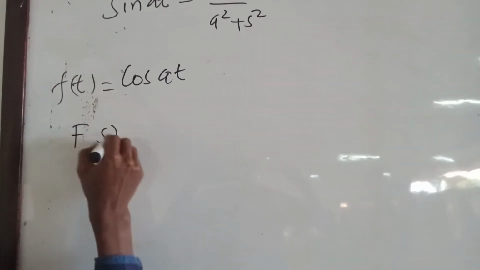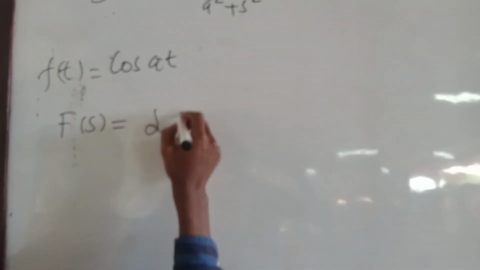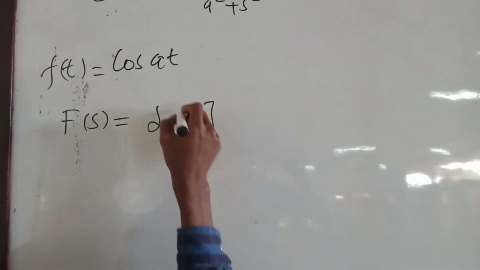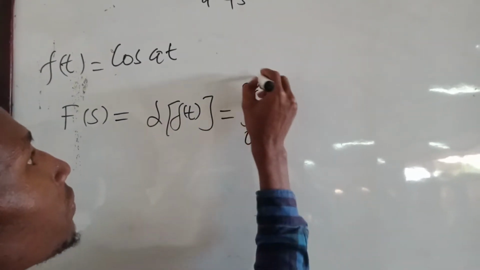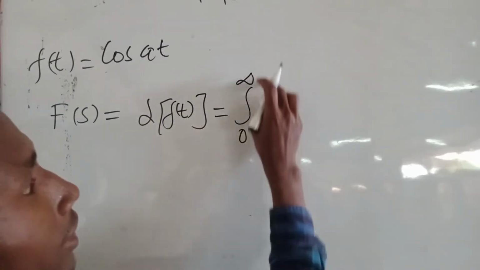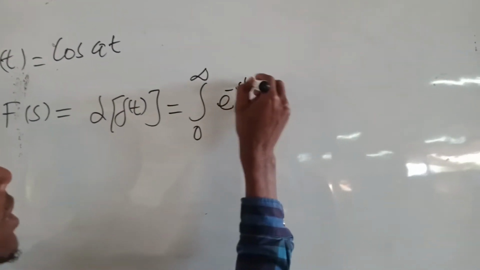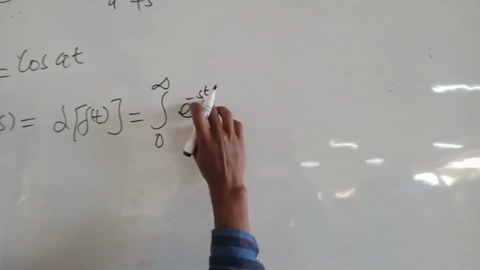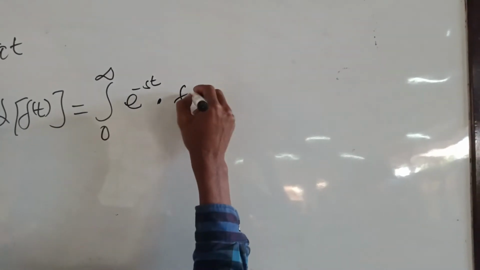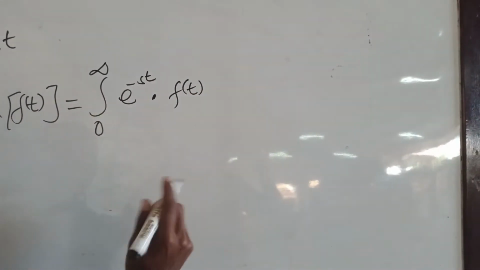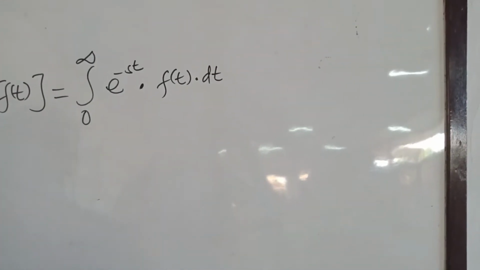So, as we said earlier, the function of s is equal to the Laplace transform of f(t), which is equal to integrating from 0 to infinity. Don't forget this, integrating from 0 to infinity. It is very, very important. e to the negative st, e exponential raised to negative st, you multiply by the function of time, which we are given as cos at. Then you differentiate with respect to time.